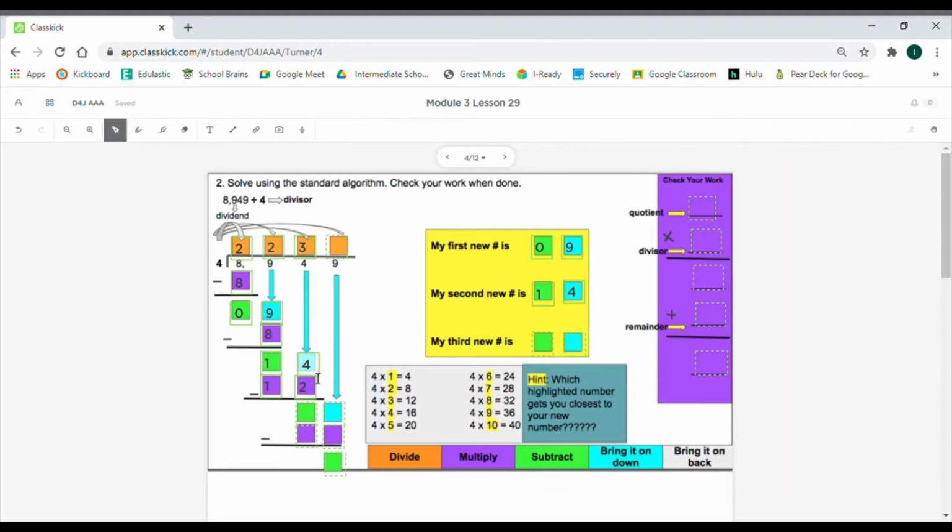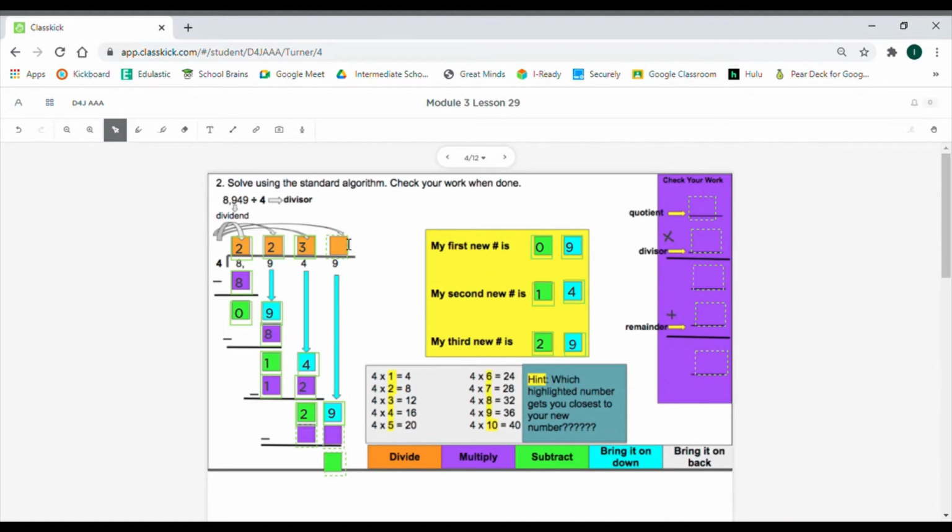Next is subtract. 14 minus 12, let's start in our ones place. 4 minus 2, what do we get? Good, 2. And we're bringing down our 9. What is my third new number? Yeah, 29. Here we go. Our third new number tells us what we have to divide.